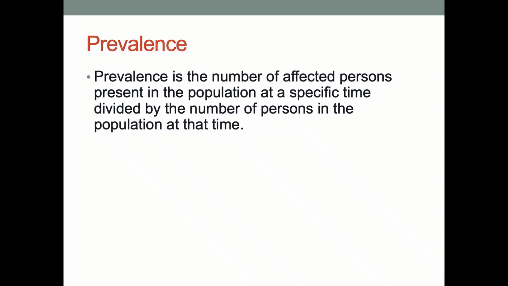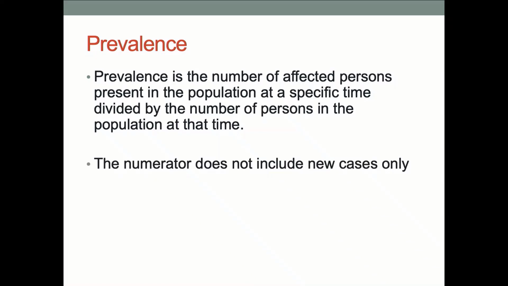So let's talk a little bit about prevalence, because prevalence is the most important thing after incidence to know in measures of morbidity and mortality. Prevalence is the number of affected persons present in the population at a specific time divided by the number of persons in the population at that time. So we're not subtracting, we're not following up, it's just at a certain time. The numerator does not include new cases only. It includes old and new cases.